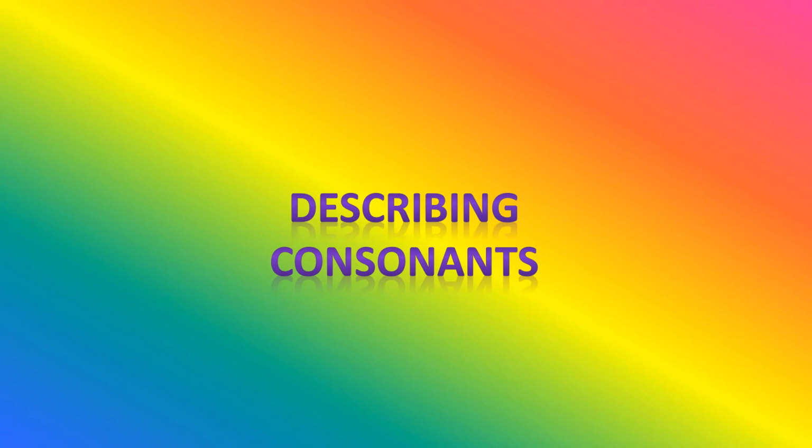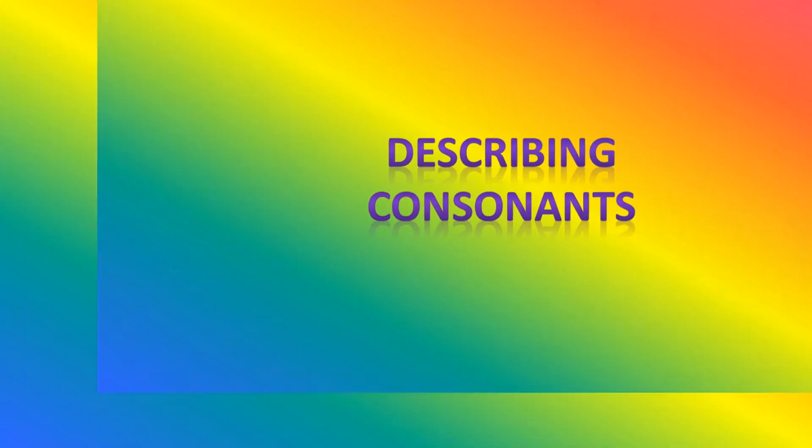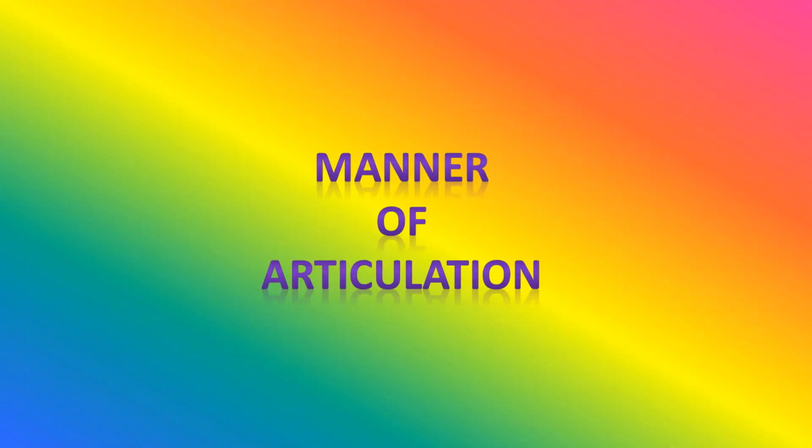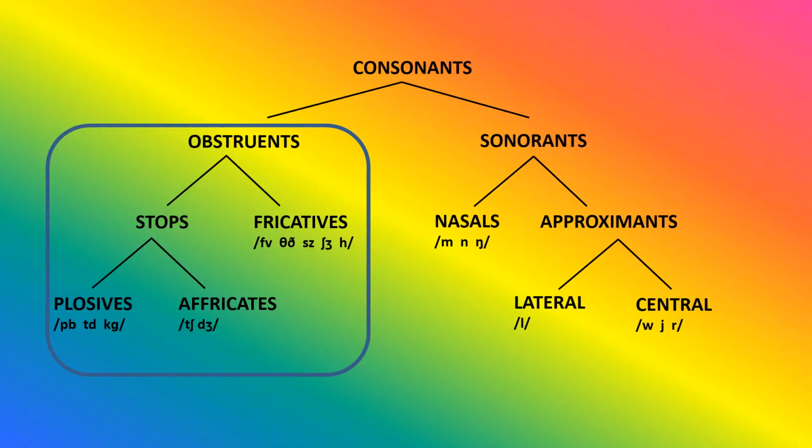This time we are going to describe consonants, their manners of articulation. We are going to focus on obstruents, that is the category that comprises stops and fricatives. And we know that stops comprise plosives and affricates.